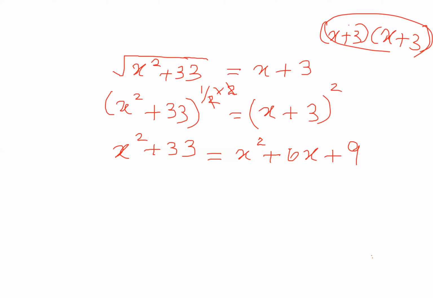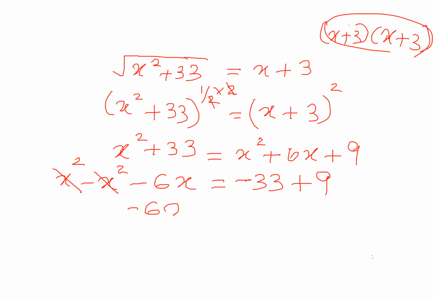Now we can simplify this. When we move terms to the other side they change sign. The x squared on the left and the x squared on the right cancel out. The 6x moves over and becomes minus 6x, and the 33 moves to the other side and becomes minus 33, along with the plus 9. So the remaining part is minus 6x.